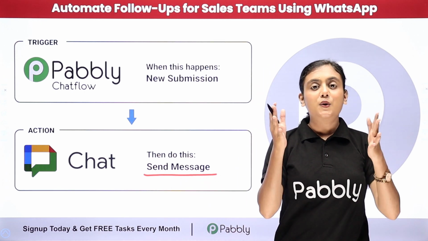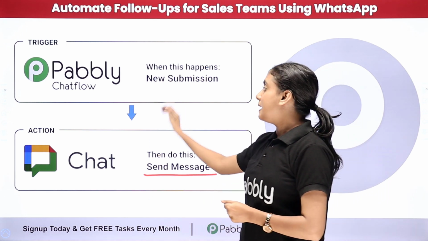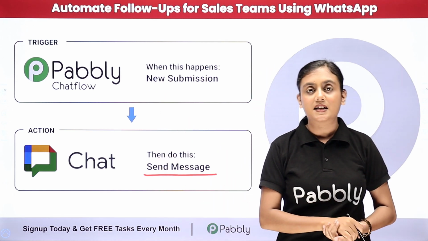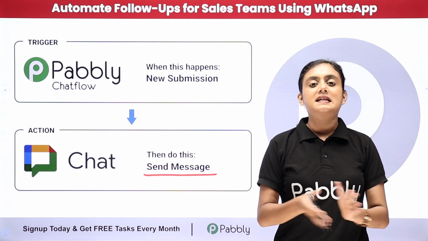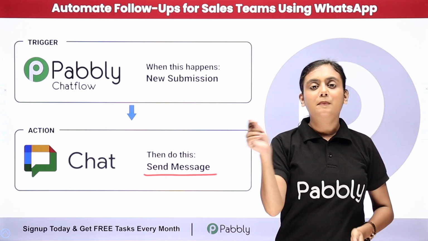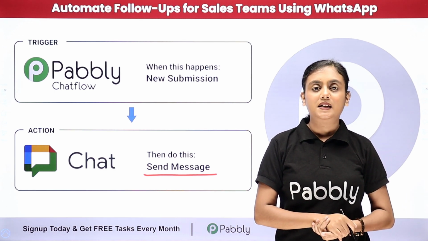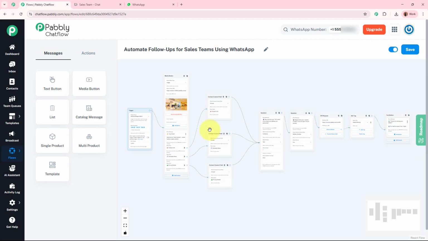Okay? So now if you want to learn the process of how you can build a connection between this bot and Google Chat as well, we are going to use Pabbly Connect for that. So now to learn this entire process step by step, I am going to take you towards my screen. Welcome to my screen. Today I'll walk you through how you can build this amazing WhatsApp chatbot for your business using Pabbly Chatflow. One that not only handles your customers' inquiries but also sends the collected data directly to your sales team on Google Chat via Pabbly Connect.